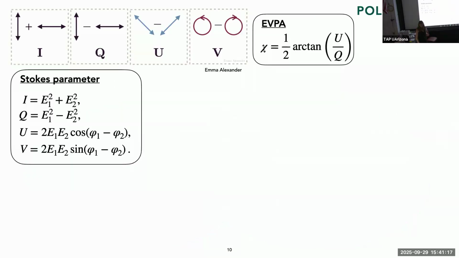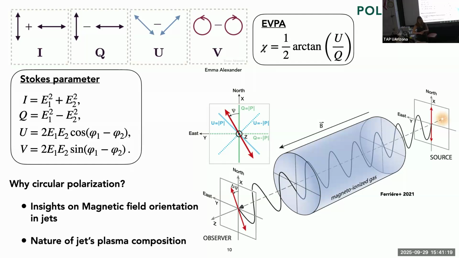And then, that's not everything. I'm focusing highly on circular polarization. Why? Because it gives us insights on the magnetic field orientation as well. So not only the EVPA, but also circular polarization can test magnetic field orientations. And in principle, it can also give you insights on the jet's plasma composition. But that's mostly up to particle-in-cell simulations, which I am not conducting.